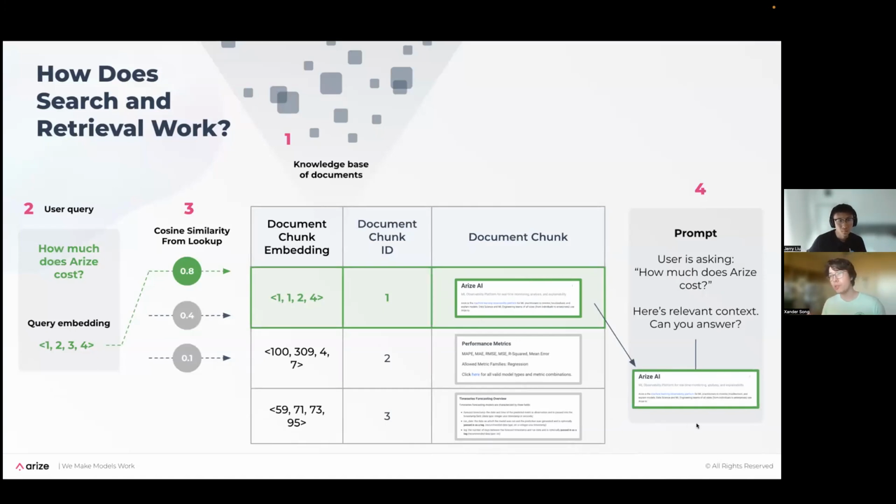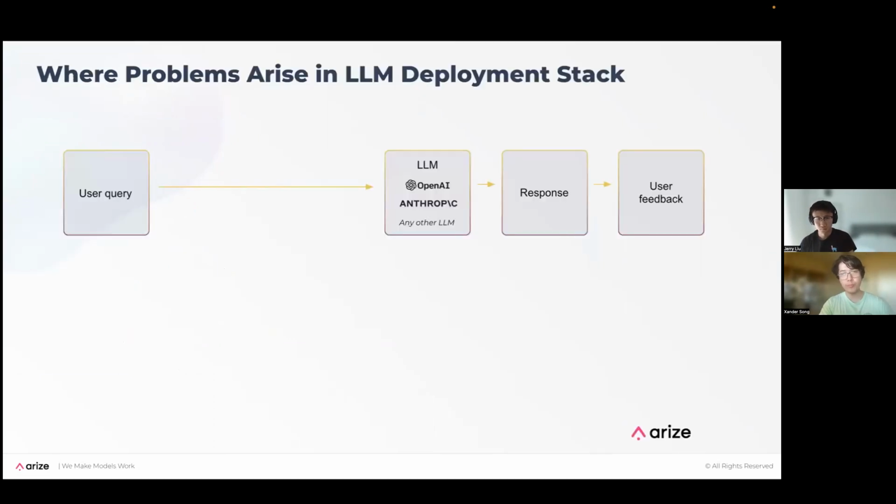And the prompt might look something like, the user is asking this question, how much does Arize cost? Here's some relevant context that we retrieved from the vector database. Now here, GPT-4, can you now give me an answer given this additional context? So that's at a high level how these applications work.